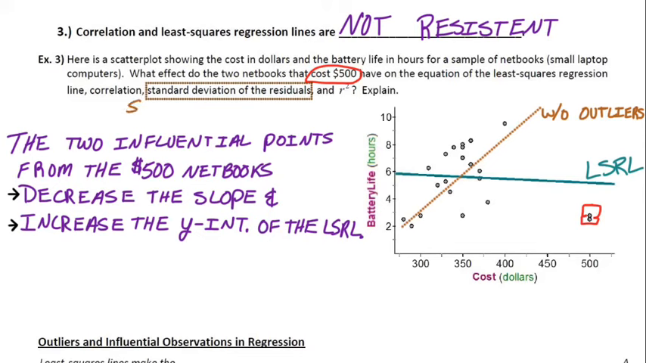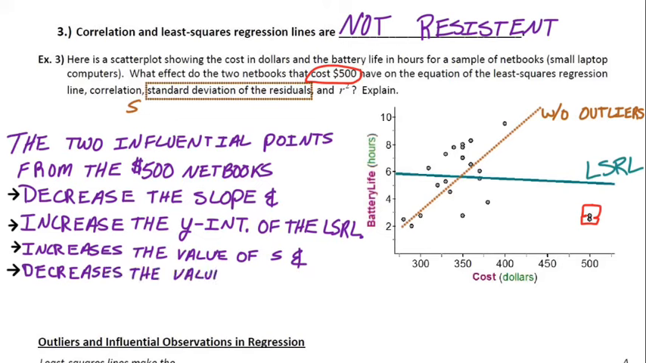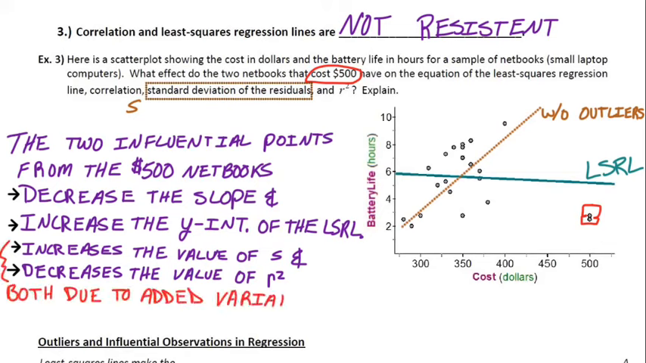In terms of S, that's the standard deviation of the residuals. It would increase the value for S because now you have a lot more variability. Instead of this grouping, and now you include these, that's a lot more variability you have to account for. And so that would also decrease the value of R and R squared. So it weakens the correlation. And both of those are just due to the added variation. So the S and R squared result: without it, much tighter grouping. With it, a lot more variation. So that's what those are due to.